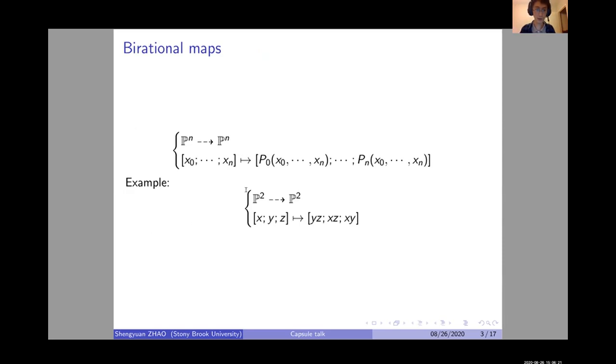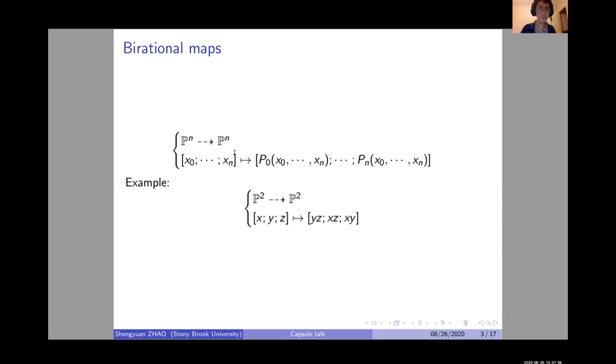For example, in dimension two, if you take the projective space of dimension two, the following map is a birational map because you see the homogeneous polynomials here are of degree two, and the inverse of this map is just itself. So you can compose this map with itself and you're going to have the identity. Okay, so you may wonder, actually the map defined as this is not really a map from P2 to P2 because the polynomials P_i may have common zeros and the map is not well defined on these zeros.